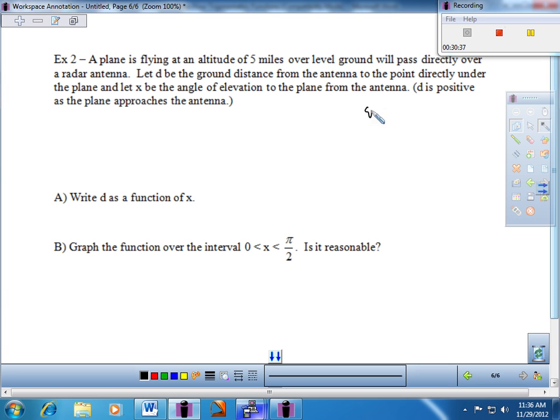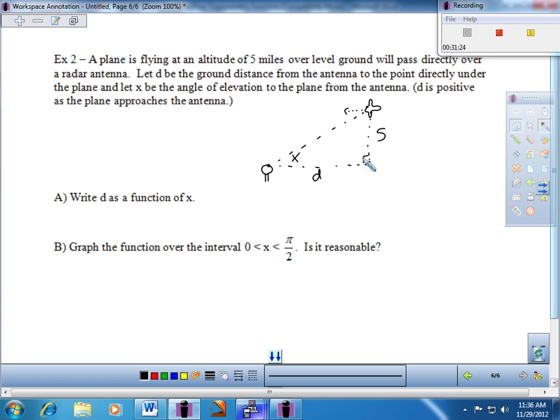So I guess what we have going here, I'm going to try to draw this out. That's a good looking plane. So we've got the plane going this way, kind of like that. And then we have a radar antenna right down here. Oh, that's beautiful. So we have our radar antenna right here, and the plane is going to be 5 miles above that radar antenna. And then I have the ground distance from there to there, basically. So 5 miles above, and I have my ground distance, and then everybody, x is my angle of elevation right in there. Okay, and it says write d as a function of x. And so what we have here is, it looks like a nice right triangle drawing.